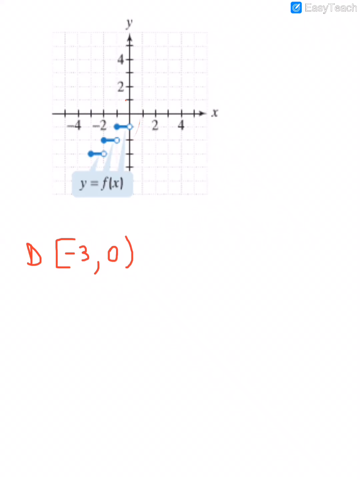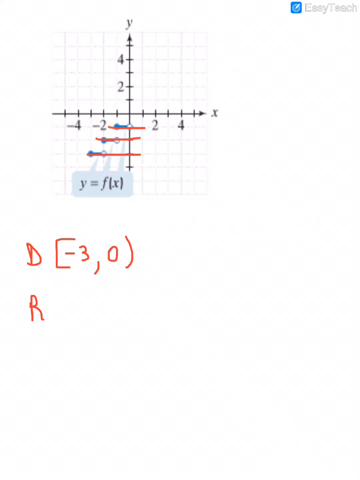Alright, but for the range it's a little different. Okay, so for the range of our graph, if we're looking at the y-axis, we start down here at -3, -2, -1, and we go up to -1. But the only problem is all this stuff in between is not covered. Our range, or our y values, only happen at 3 points. They happen at -3, at -2, and at -1.